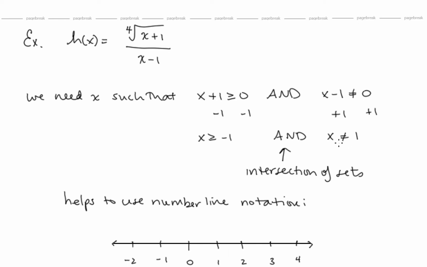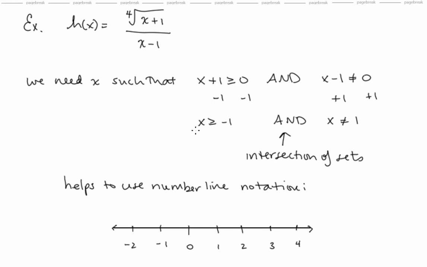When we're intersecting sets of real numbers, it's usually easiest to use the number line notation to determine what our resulting set looks like. So here we have x greater than or equal to -1. That's saying we want x equals -1 and everything greater than that. So we start here. But we also need x to be not equal to 1. So that tells us that this point x equals 1 needs to be removed from our set. And this is our final solution set.